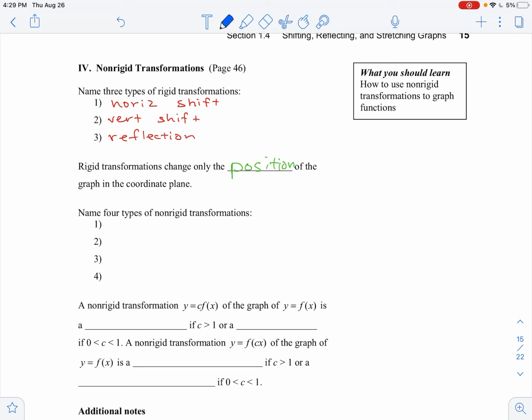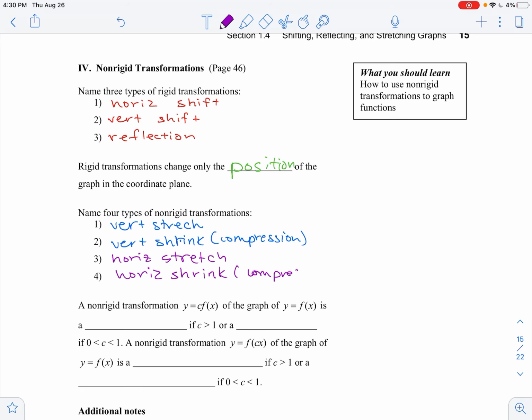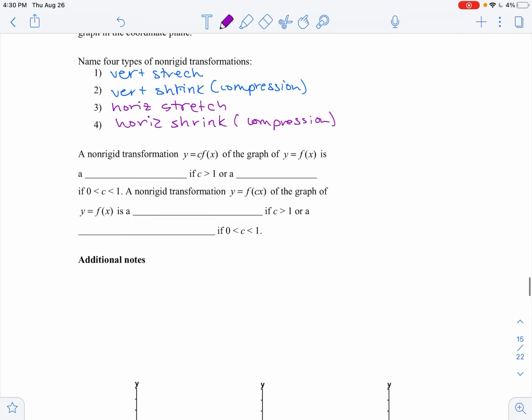For non-rigid, they could be either a vertical stretch, so we're stretching it in a vertical direction, or it could be a vertical shrink. We also call a vertical shrink a compression. Or it can be a horizontal stretch, so stretching it horizontally, or a horizontal shrink, which we also call a compression. And non-rigid transformations multiply by a value of c.